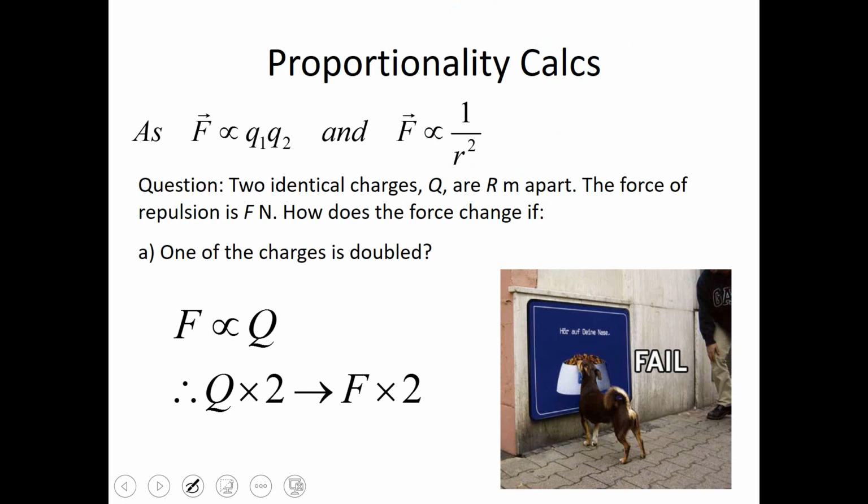This is great because the answers just come straight up. Question: two identical charges Q are r meters apart. The force of repulsion is F newtons. How does the force change if one of the charges is doubled? Well, it's a direct proportionality. So if you multiply one of the Q's by 2, then the force will also be doubled through the whole direct proportionality thing.